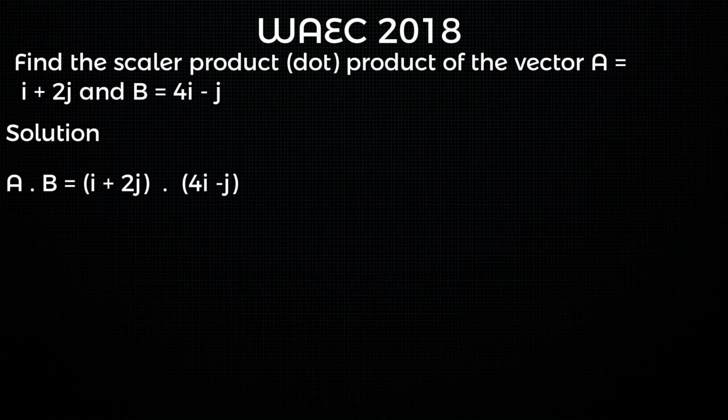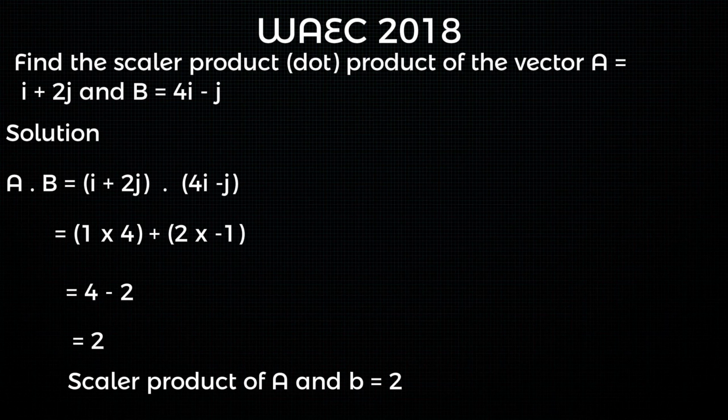So we have a dot b equals, what is the vector a? i plus 2j, and what's vector b? 4i minus j. All we have to do here is to multiply each number according to their elements. i's will multiply one another, j's will multiply one another, and we add the products together. Therefore, we'll have 1 times 4 plus 2 times in bracket minus 1, then close bracket. So 1 times 4, that will be 4. Then 2 times minus 1, that will be minus 2. So 4 minus 2, that will be 2. The scalar product of a and b, therefore, is 2 as our final answer.